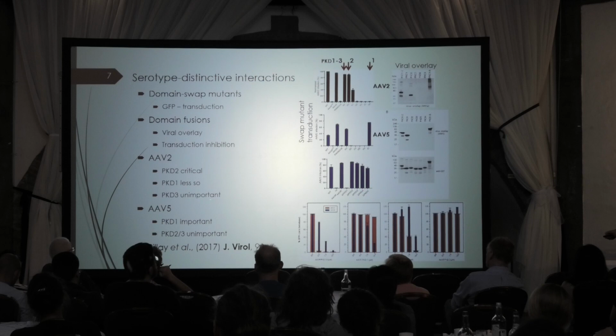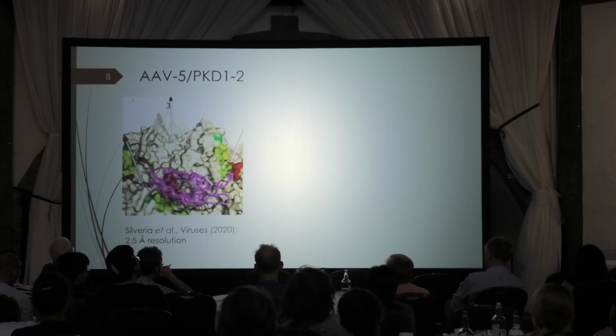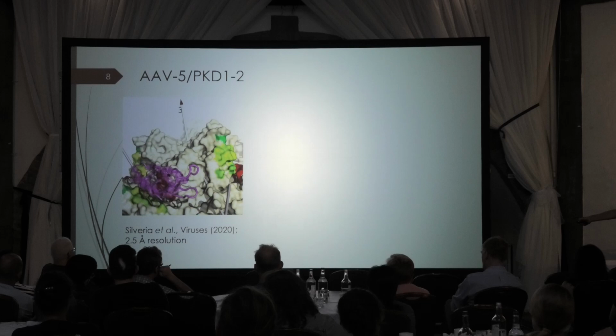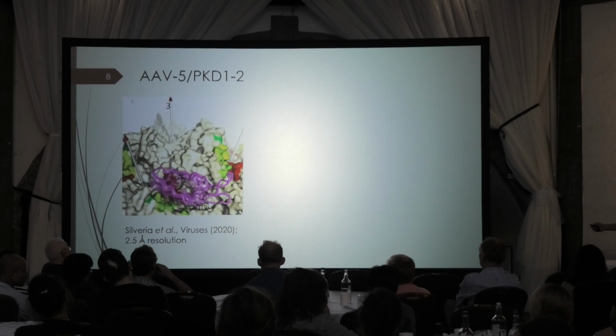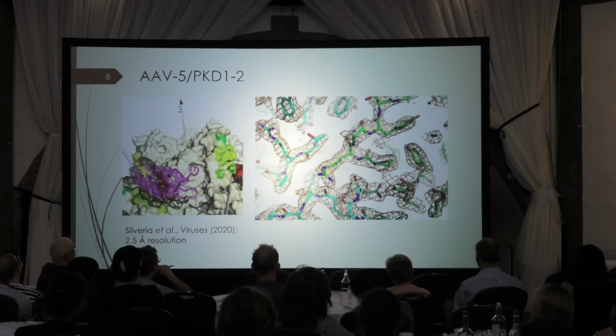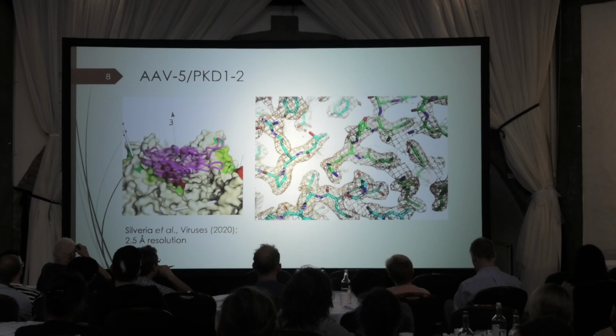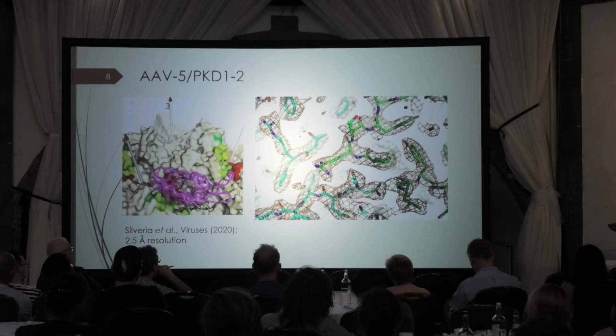So we then looked at the structure of the receptor bound to AAV5, and now this is PKD1, a different domain that we see bound strongly to the virus, and we'll see in a minute it's in a completely different position. We're in no doubt that we've got the position right. This shows the map at the interface. You can see both receptor and virus. It's very clear to interpret.